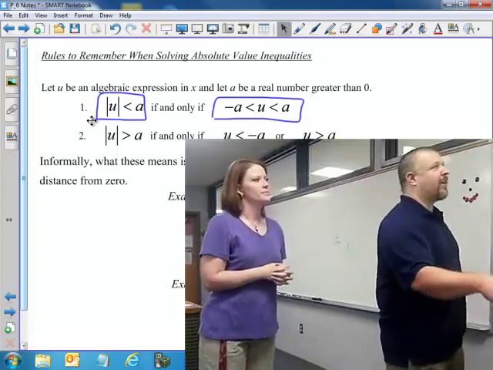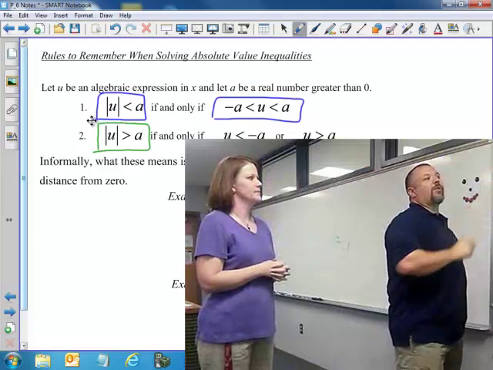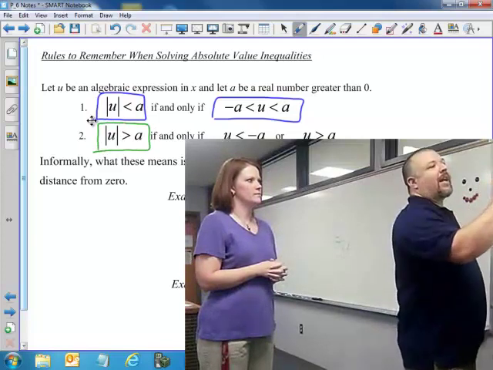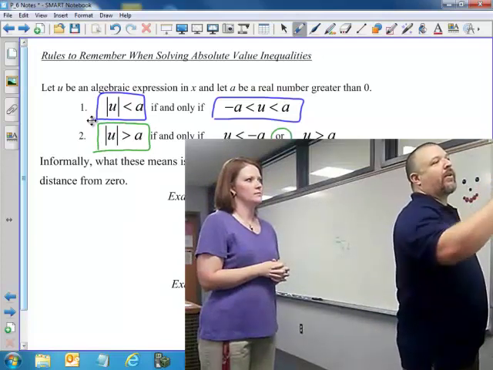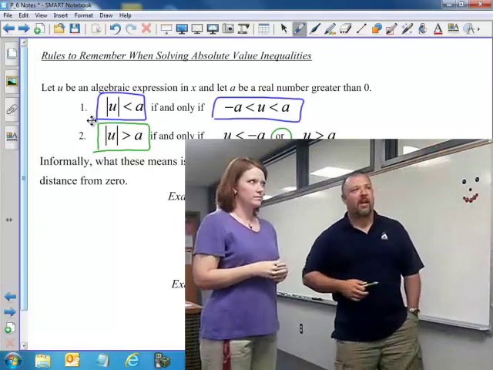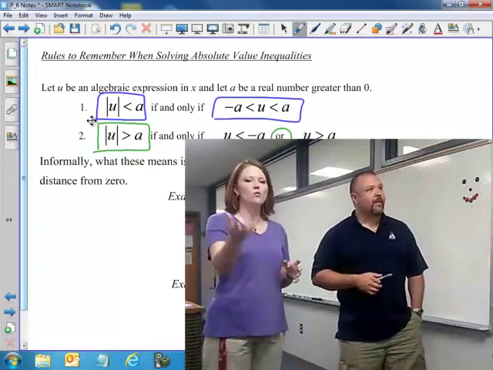Or we have the second rule that says if the absolute value of u is greater than a, then u is less than negative a, or u is greater than a, and you're going to have to do both sides and solve both inequalities. So let's show them why this happens.